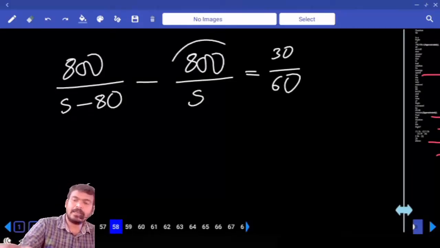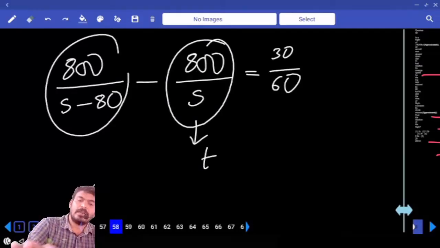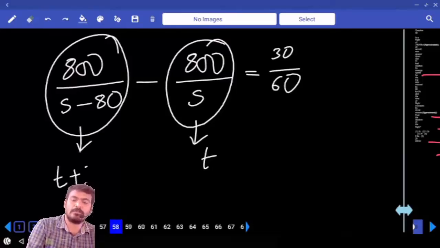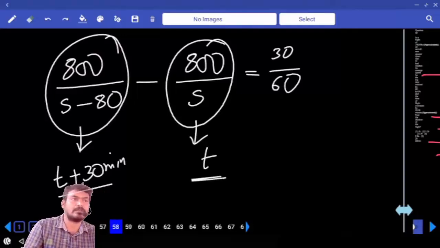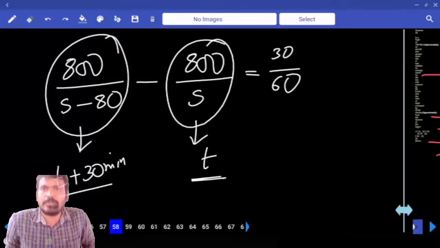Okay, 800 by S, is it original time or new time? Original time. 800 by S minus 80, how much time is extra taken? 30 minutes more, or not? 30 minutes more means we write T plus 30 minutes, or not? T plus 30 minutes. One is T plus 30 minutes, another one is T hours. What is the difference in time? 30 minutes, or not? Solving this one, we get the S value, or not? If we get the S value, obviously we get the time, or not? Okay, but which one is better? First one is better, or not?